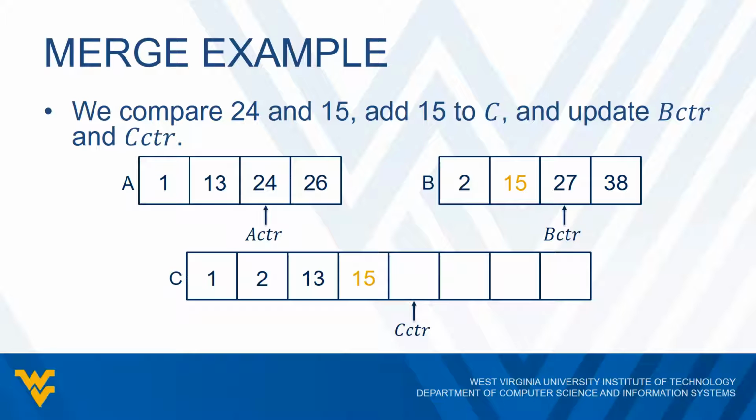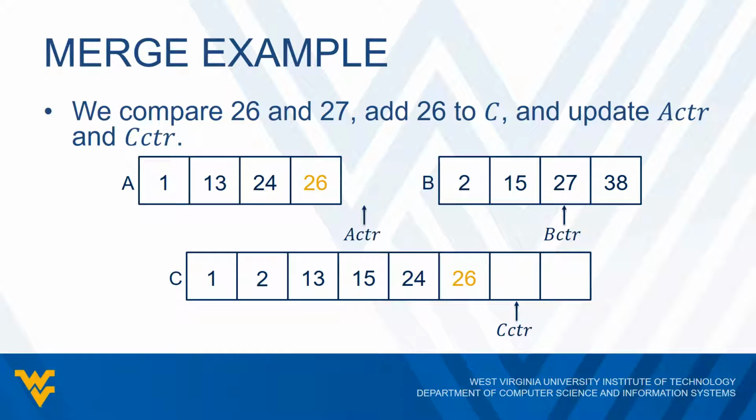We'll next compare 24 from A and 15 from B. Since 15 is the smaller one, we'll copy 15 into C. We're then going to increment B counter and C counter. We'll then compare 24 from A and 27 from B. 24 is the smaller one, so we're going to copy that into C. We'll then increment A counter and C counter. We then compare 26 from A and 27 from B. 26 is the smaller one, so we'll copy that from A to C, and then we will increment A counter and C counter.